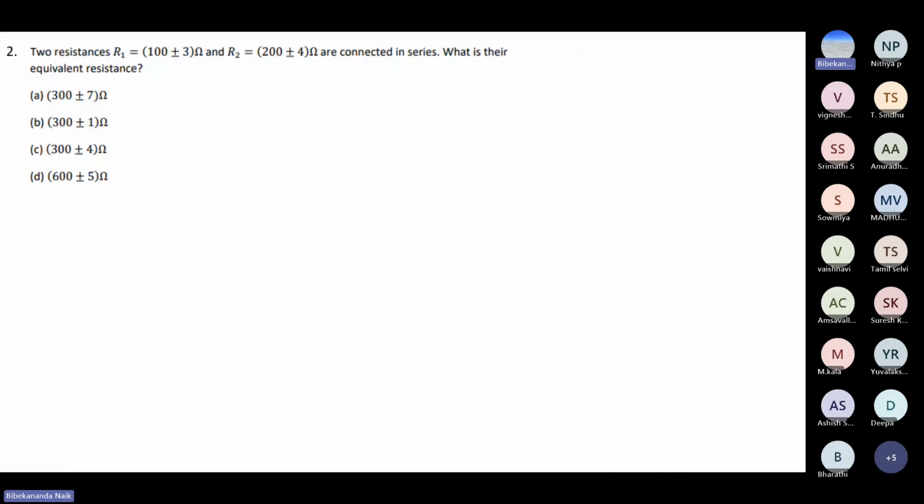Now this question is about two resistances R1 and R2, which are denoted in terms of their exact value and then uncertainty. So if you remember, if I give you a resistor, how do we find out this plus minus 3 or plus minus 4 written here? Can anyone tell me what these values plus minus 3 and plus minus 4 are called? Anyone?